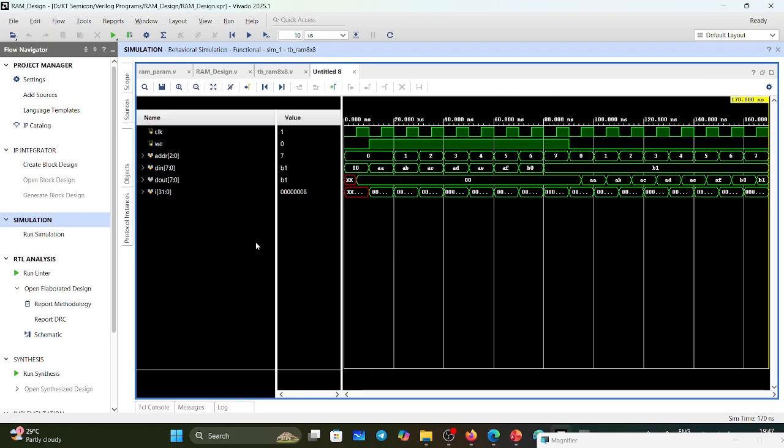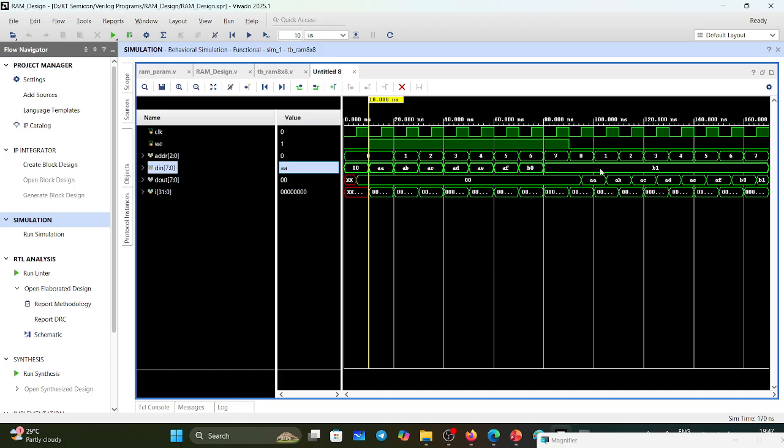You can see that when write enable equal to 0, nothing happens, and when write enable equal to 1, the write operation is happening. That data is coming in at d in: AA, AB, AC, AD, AE, AF, B0. This is nothing but the write address, address 0, 1, 2, 3, 4, 5, 6, 7, and like this you are writing the data.